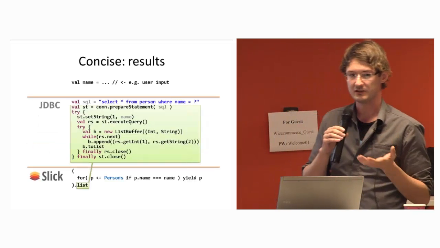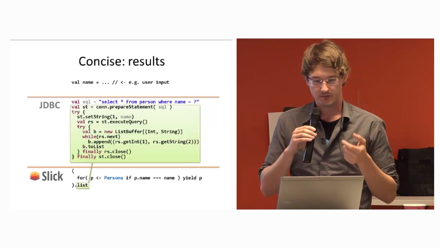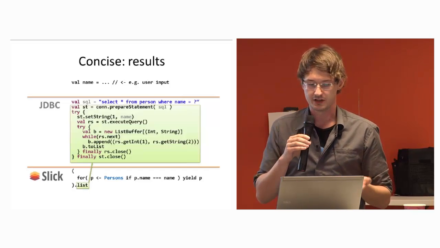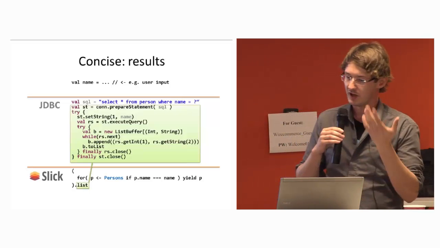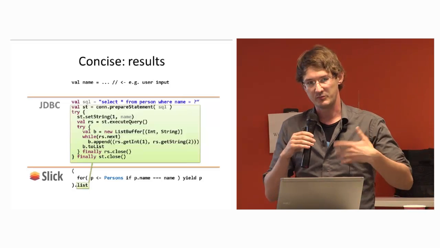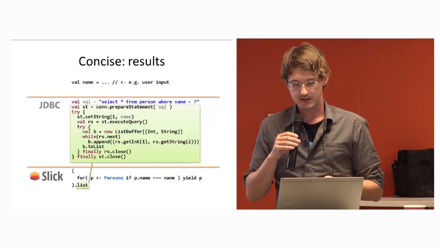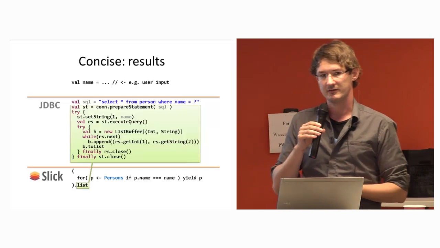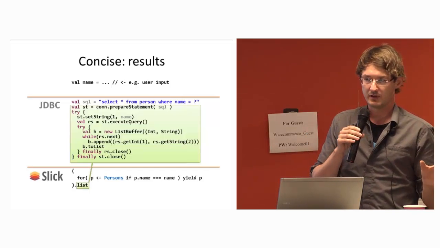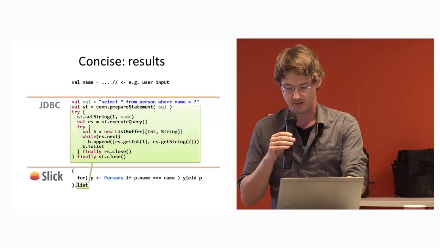Slick is also concise with regard to fetching results. So the above is a SQL query where you prepare a statement with JDBC, bind a value, execute, create a list buffer to capture the results, and then iterate over the result set and put everything in the list buffer. Then close the result set, close the statement. In Slick, you just say .list, and you get a list with the results. Slick can do that because you state the information about the schema in a central place, and then Slick knows everything about the types. And it can just do that in one command.